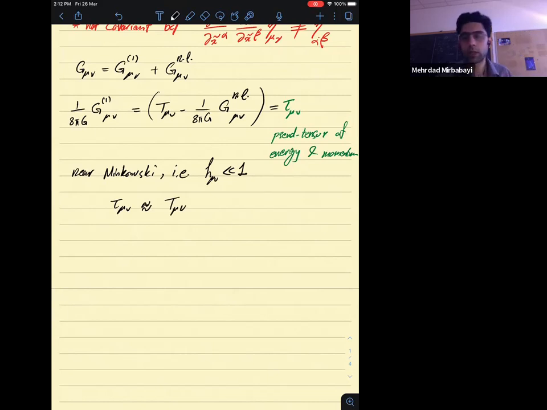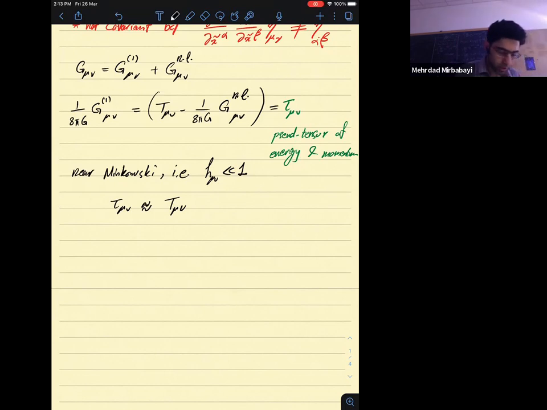So if we are near Minkowski, it is going to agree with what the usual T mu nu gives us. And the usual T mu nu, if we are near Minkowski, is the energy momentum tensor. So of course, if gravity is weak, then the stress energy tensor for matter gives the right answer, a good approximation for the energy and momentum in that space. The issue is when gravity becomes important, when the spacetime is not near Minkowski.